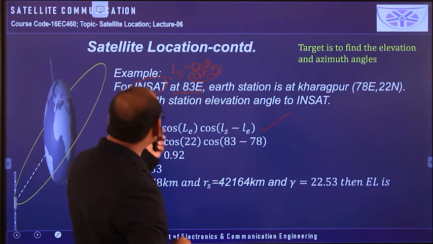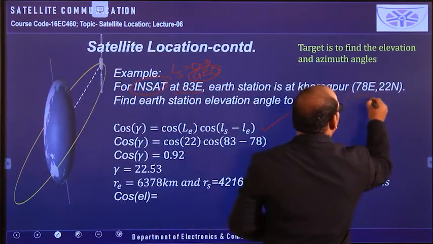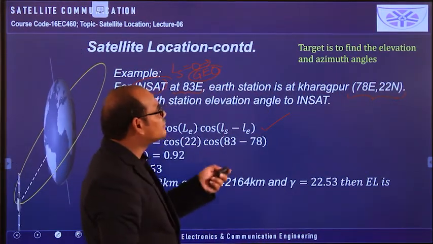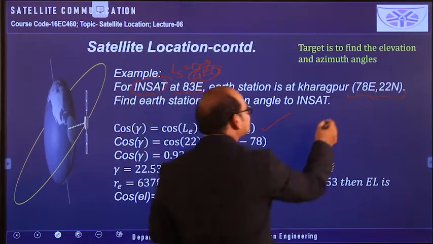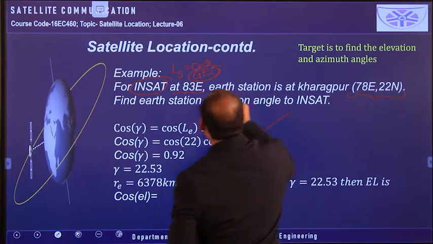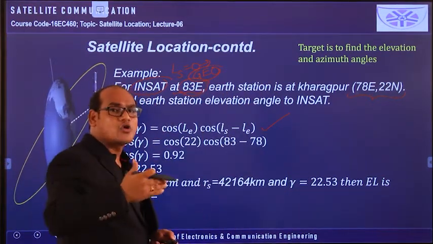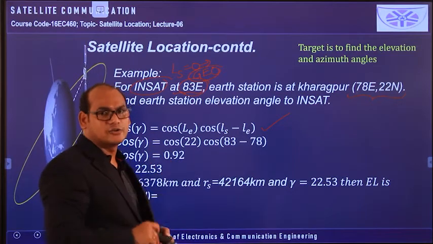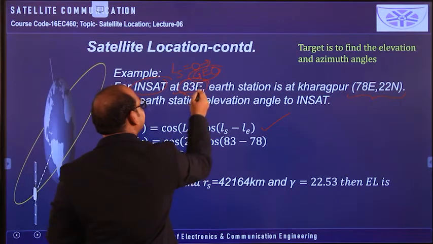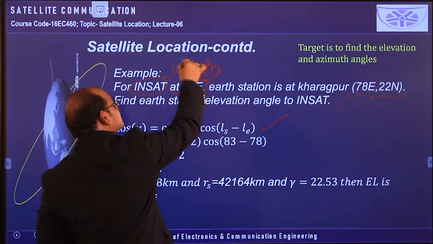Then that particular earth station is available at Kharagpur with the geographical coordinates 78 degrees east and 22 degrees north. That means this is about the earth station. These coordinates are related to the earth station, and these coordinates are related to the satellite or subsatellite point. The satellite coordinates are nothing but subsatellite point coordinates only. So this is the satellite having the coordinates 83 degrees east and its latitude is 0. That means these are related to the subsatellite point.